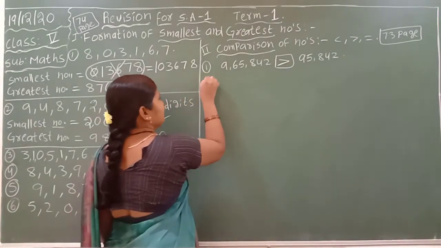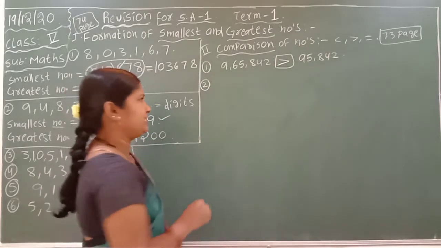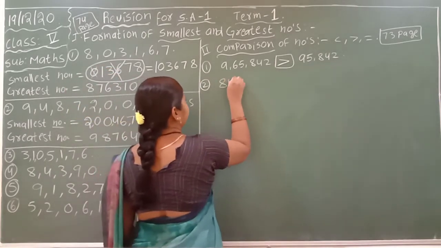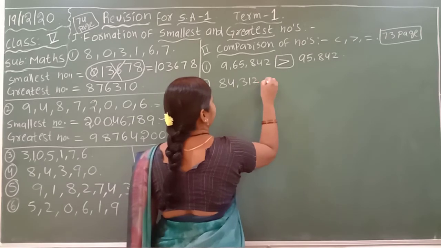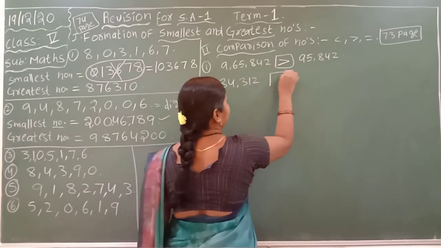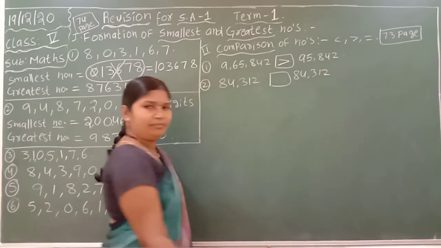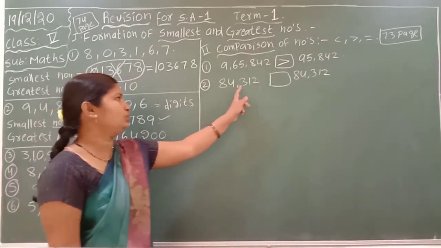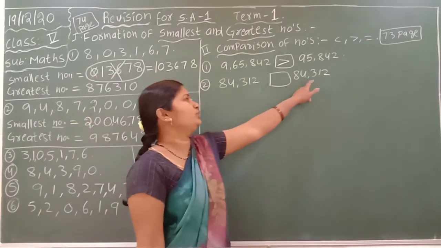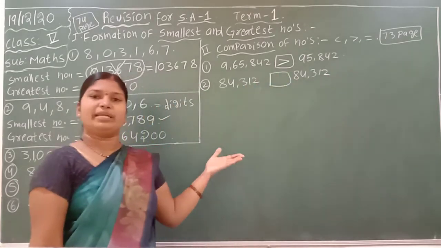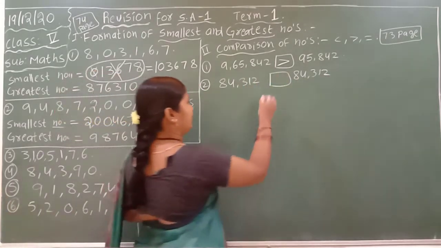After that, the second question. That is the next one. Both sides have the same number of digits. 1, 2, 3, 4, 5. 1, 2, 3, 4, 5. And the number is also the same. It means you should keep equal to.